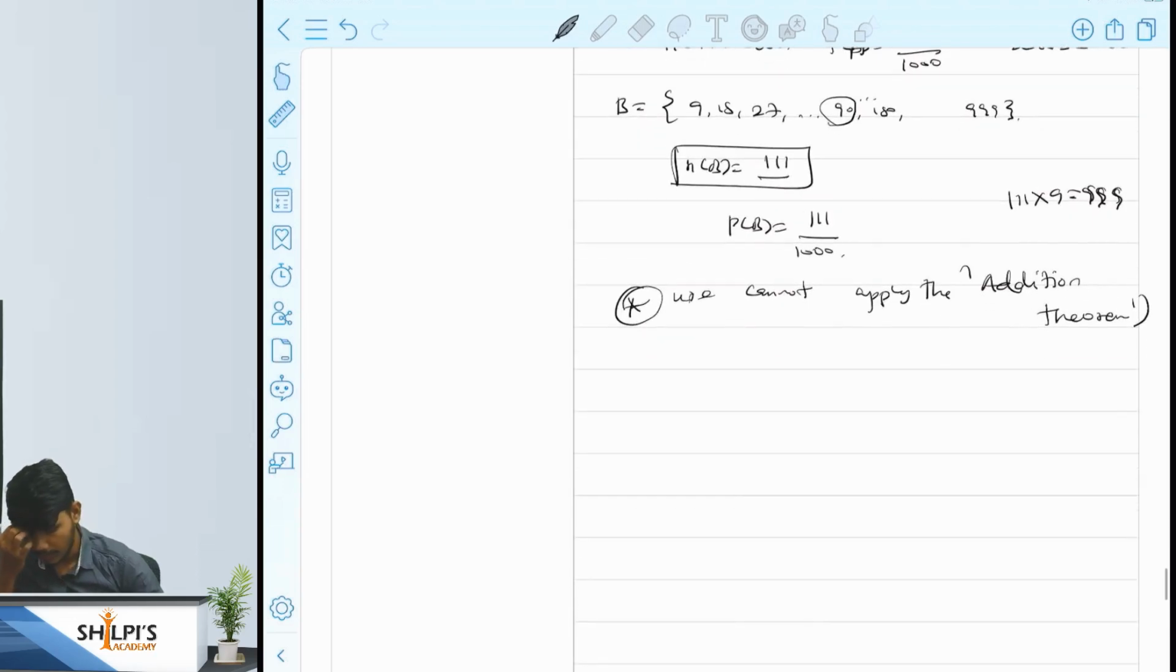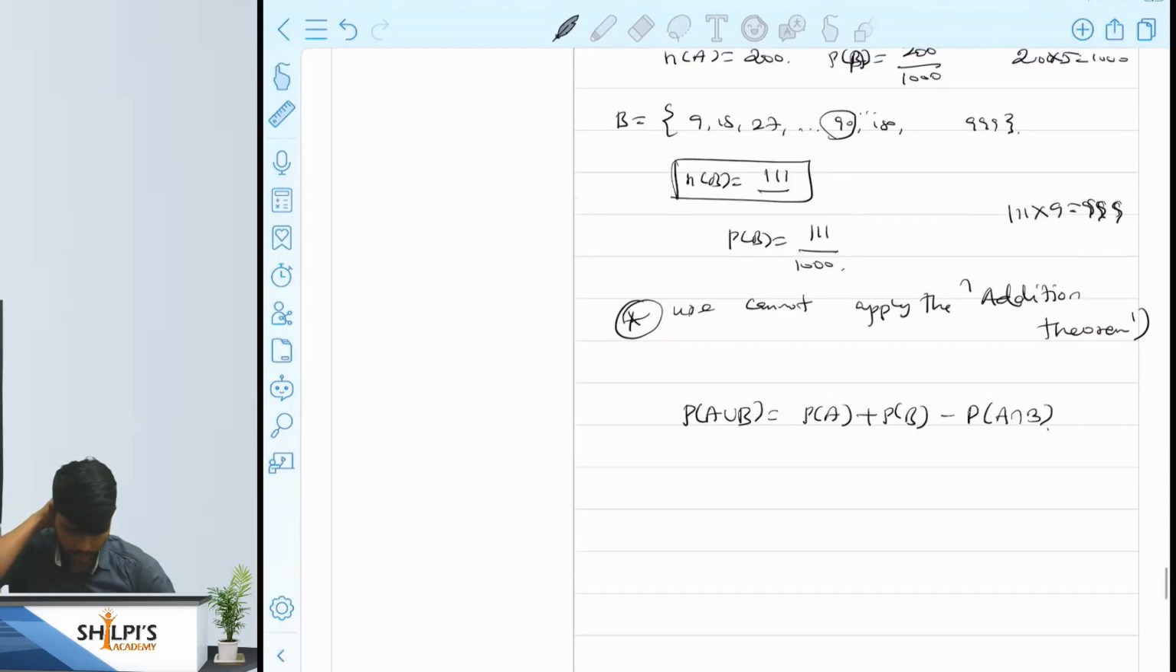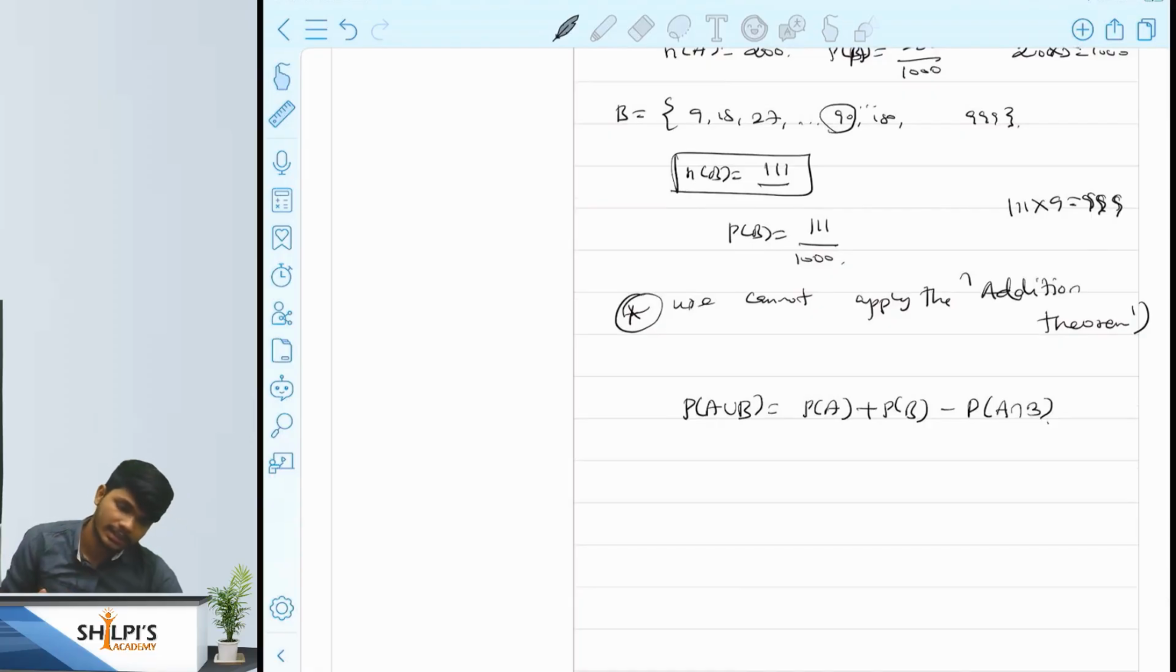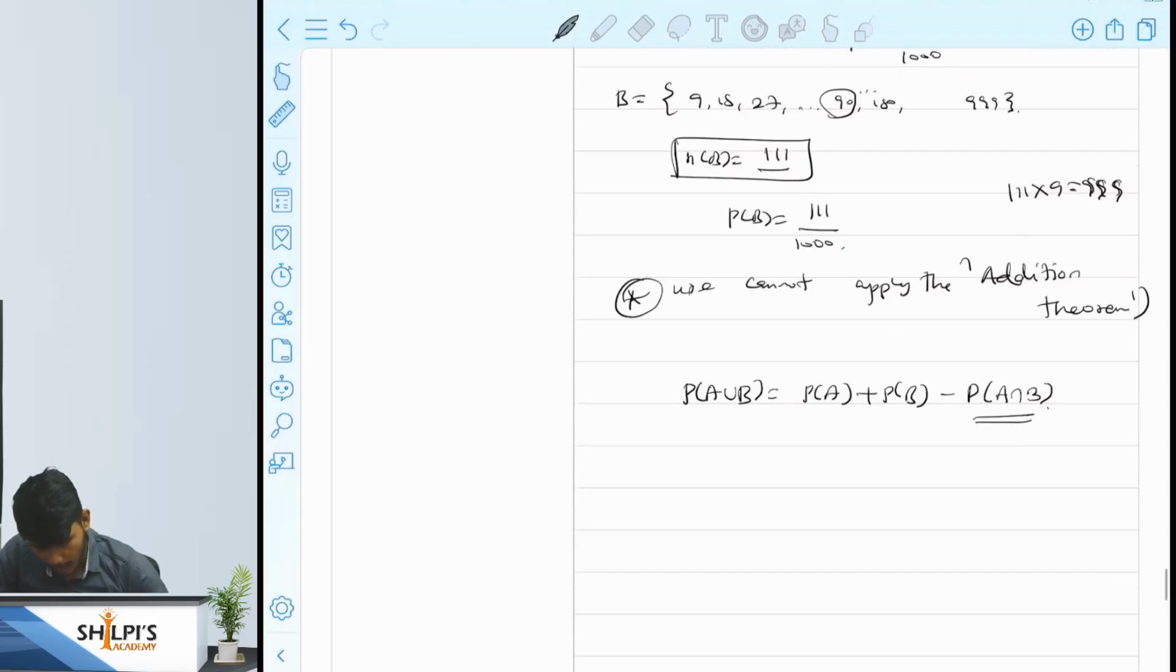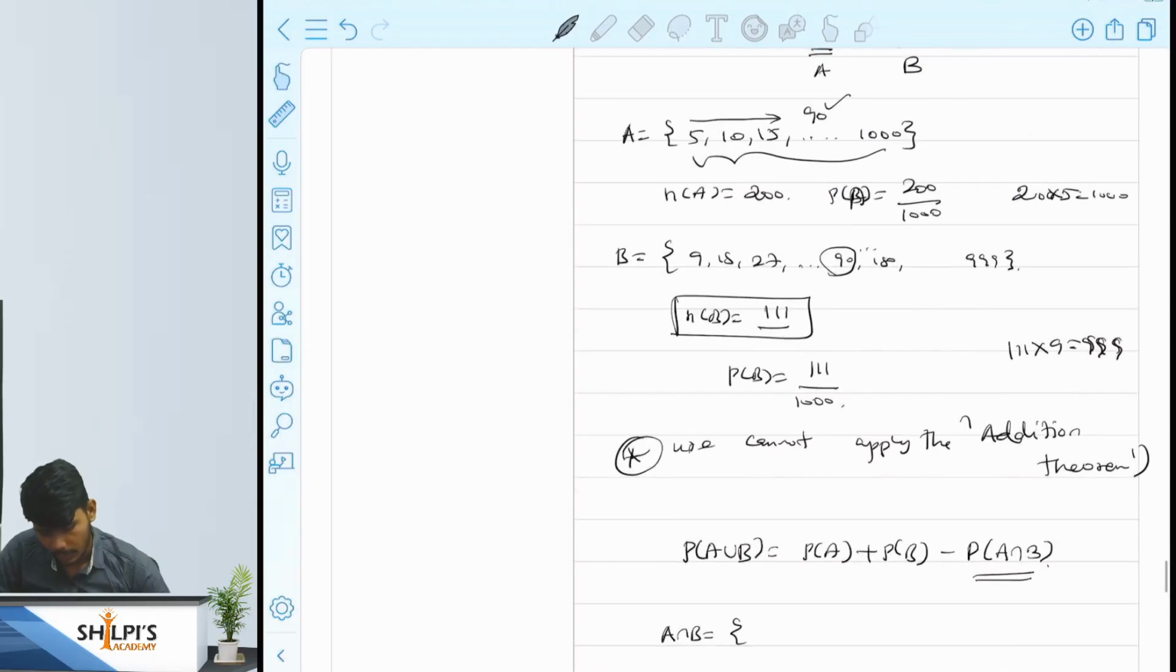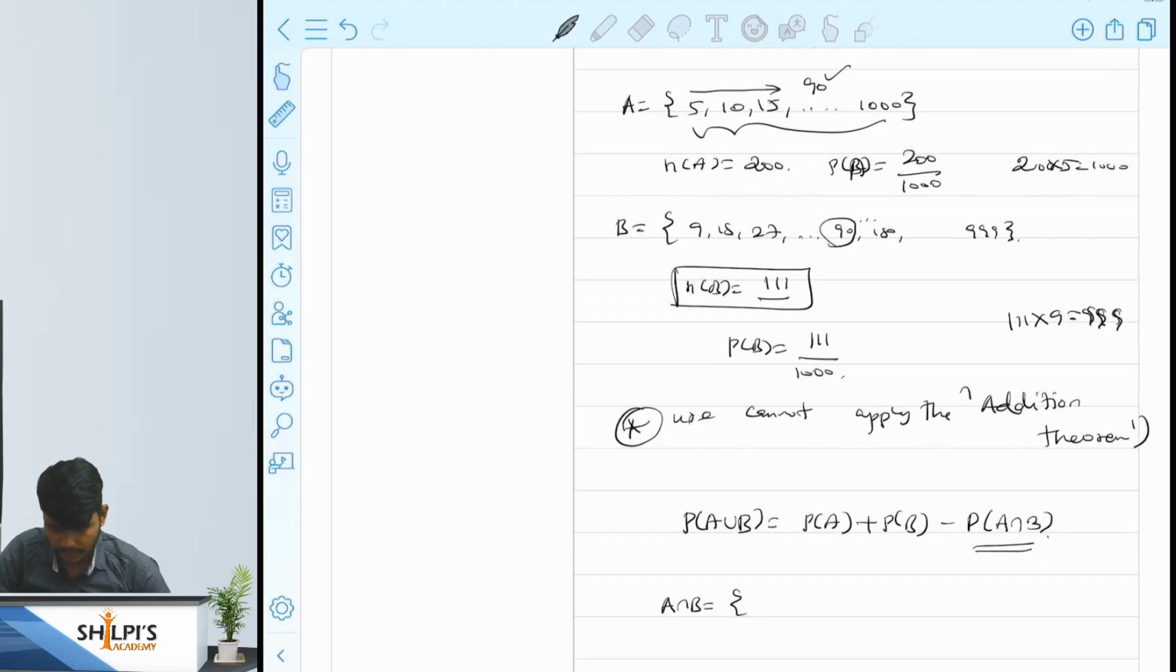So we will have another formula: P of A or B is equal to P of A plus P of B, and in addition we have minus P of A intersection B. If we can't apply the addition theorem, we will use this formula, and in this formula we have the probability of A intersection B. So now I have to find the A intersection B set, then only I can find the probability of A intersection B. So I want to find the common elements of both these sets.